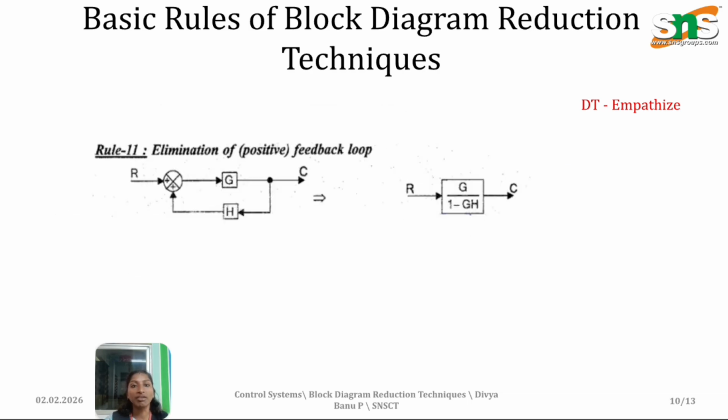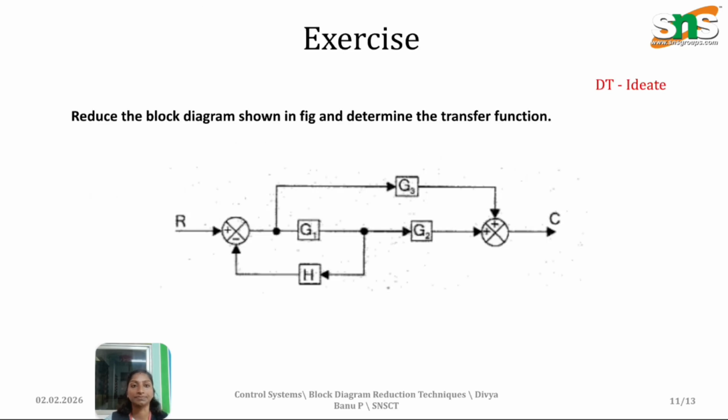In a similar way, we have the positive feedback loop. Inside the summing point, we have a plus sign. That's why it is called a positive feedback loop. This is the opposite of rule 10, which gives G by 1 minus GH. So this is about the 11 basic rules of the block diagram reduction technique used to determine the transfer function.